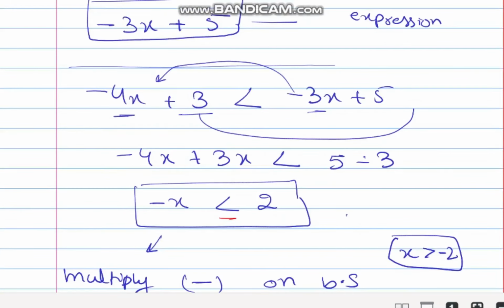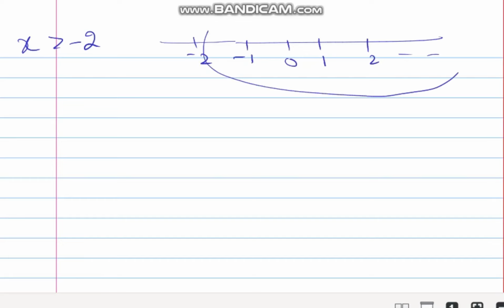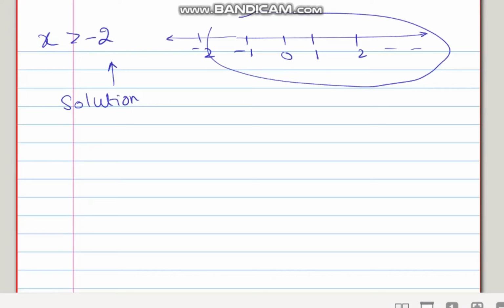Let me try the graph here also. I am drawing the graph here below for understanding what is meant by x greater than -2. You can draw it easily, and just suppose this is 0, 1, 2, and so on, and this is -1, this is -2. So all the numbers greater than -2 will be the solution. So this question is solved, and the solution will be all the numbers greater than -2.